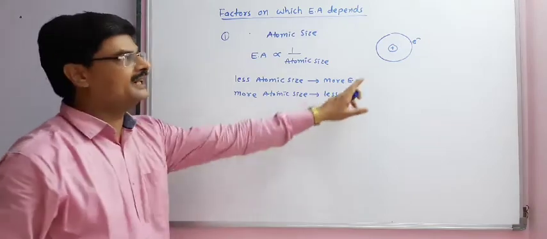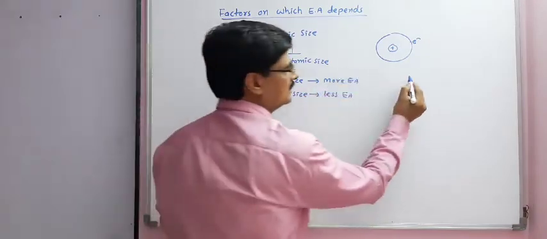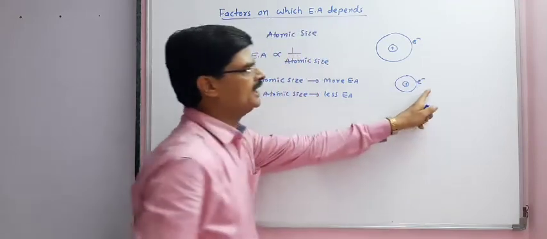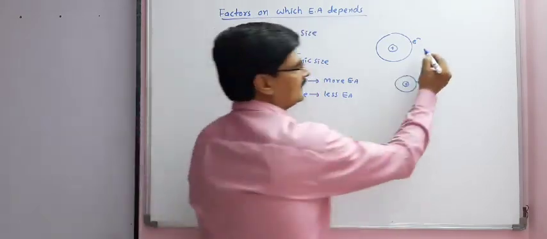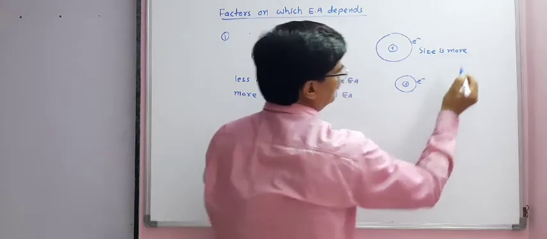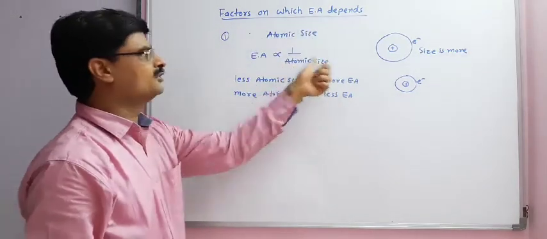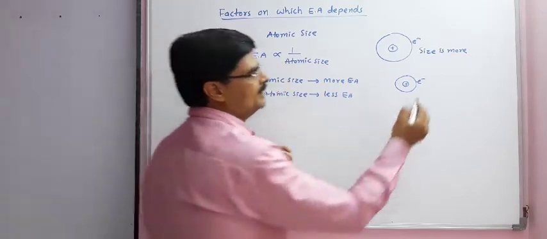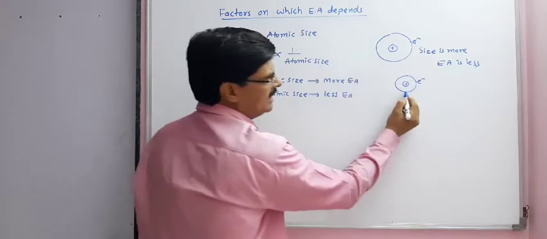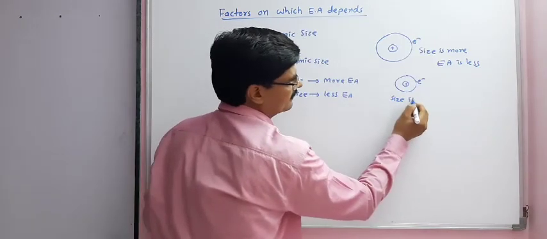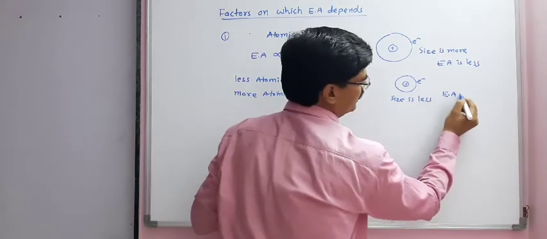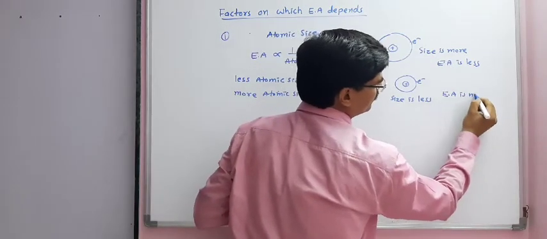addition of electron in valence shell and addition of electron in this valence shell. Size is more, atomic size is more, so electron affinity will be less. And here size is less or small, EA is more.